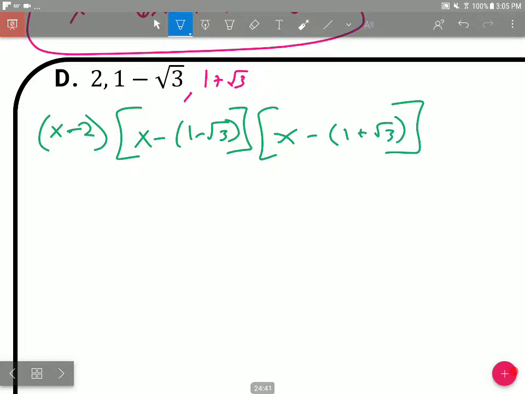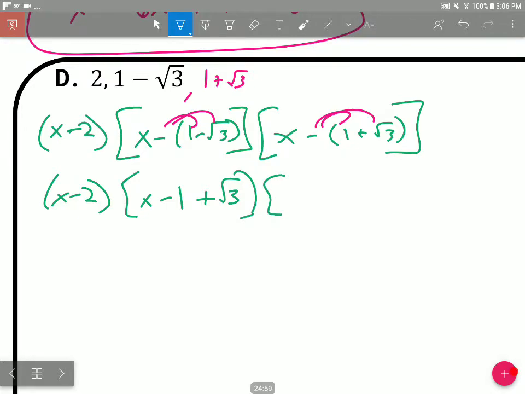It's okay. All right, so are we cool with this line? Cool, what did you do next? Distribute the negative. Good. So, x minus 2, x minus 1 plus root 3, x minus 1 minus root 3. And I'll clean that up. Okay. What did you do from here? Parentheses on the x minus 1.